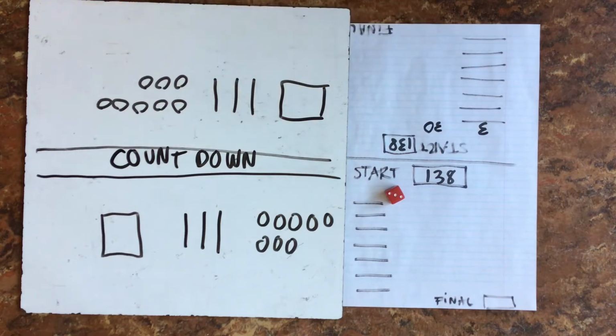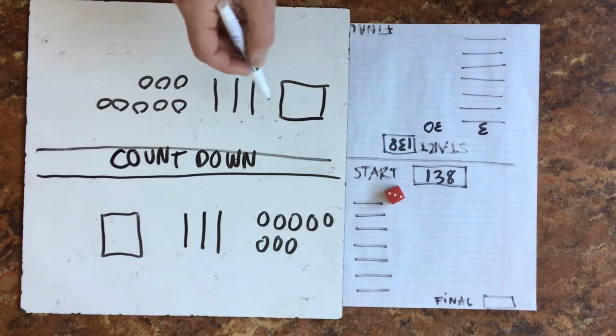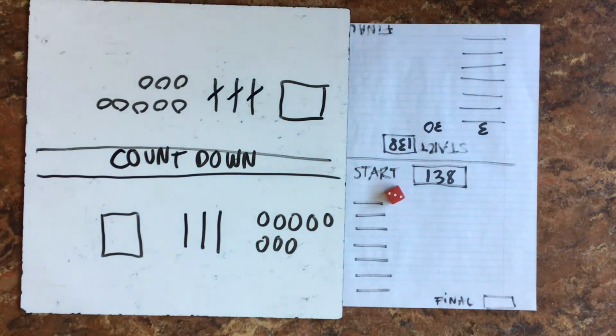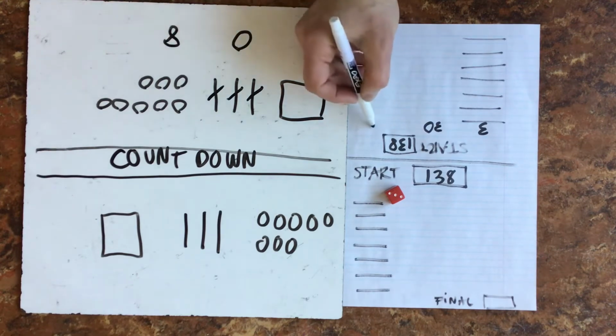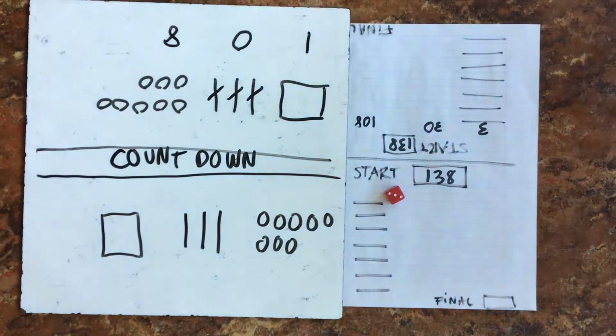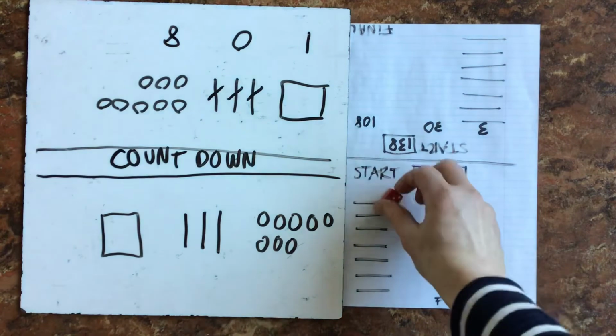Now, how many do I have left? If you look at your picture and you take away 3 groups of 10s, you are left with 100, 0 10s, and 8 1s. So you are left with 108. It's the other person's turn now.